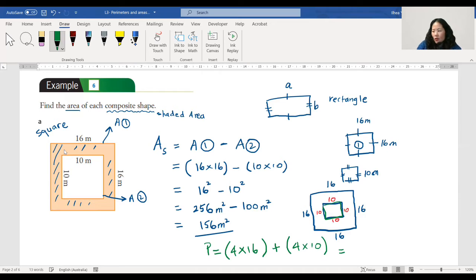I need to think about the inside as well, which is 4 times 10. Okay, so 4 times 16 is 64, if you put that in your calculator, and 4 times 10 is 40. So my perimeter is 104 meters. It's not meters squared, meters. So what I've got here, area I have meter squared, and I have 104 meters for perimeter. So be careful with that.